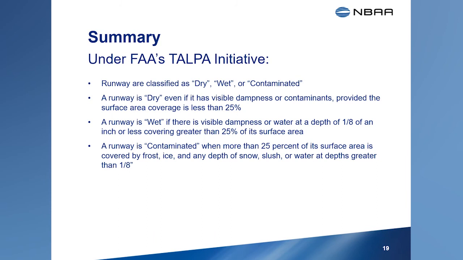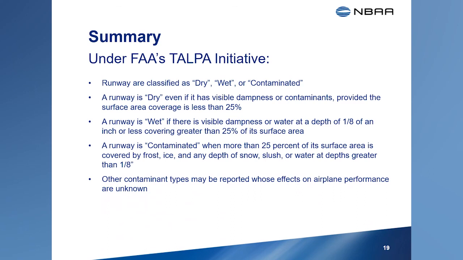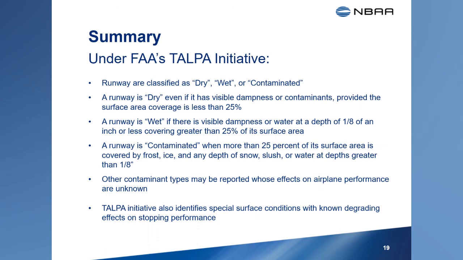A contaminated runway surface is more than 25% covered by frost, ice, snow, slush, or water that's deeper than 1/8 of an inch. There may be other contaminants on the runway, like mud, ash, sand, or oil, which could have an unknown effect on aircraft performance. And finally, TALPA identifies special surface conditions known to be especially degrading to aircraft stopping performance. And that completes your Level 1 TALPA briefing.